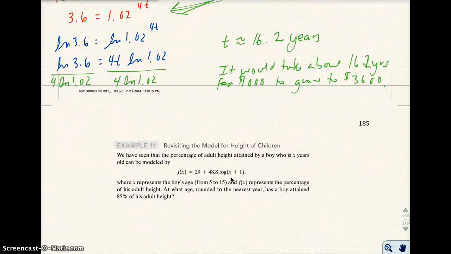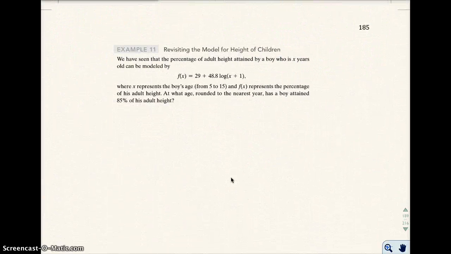In this example we've seen before that the percentage of adult height attained by a boy who's x years old can be modeled by this function. At what age, to the nearest year, had the boy obtained 85% of his adult height? So now we're trying to figure out the age in which the boy has 85% of his adult height. Okay? x represents the age from 5 to 15. So we don't know that age at all, so we're trying to figure that out.